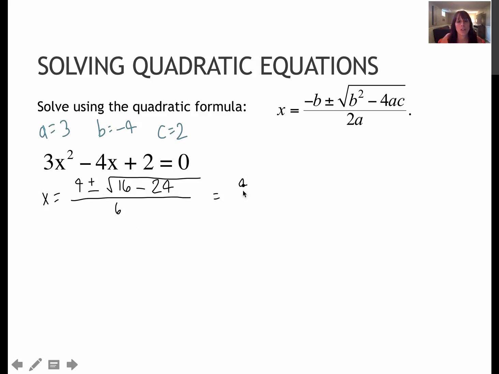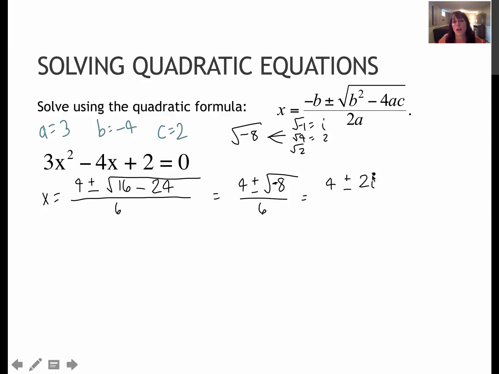That leaves me with 16 minus 24, which is, of course, negative 8. Still inside the radical. Oops, don't forget your negative. Now, of course, negative 8, I will write broken into negative 1, which is i, radical 4, which is 2, and radical 2, which of course doesn't come out. So this is 4 plus or minus 2i radical 2 over 6.